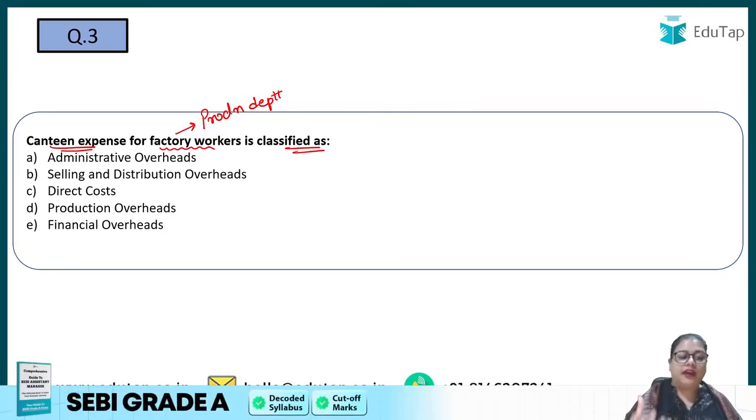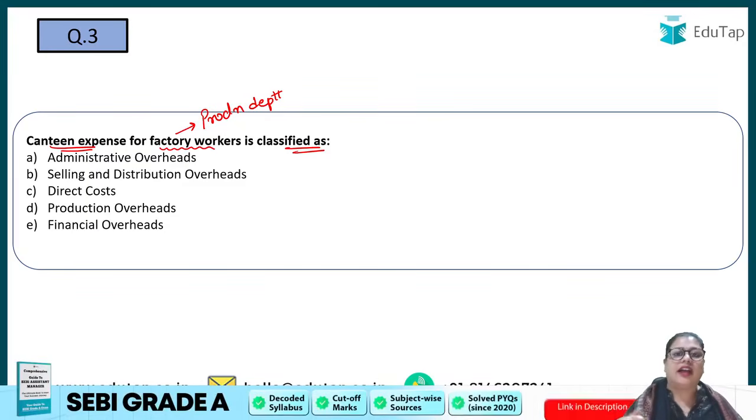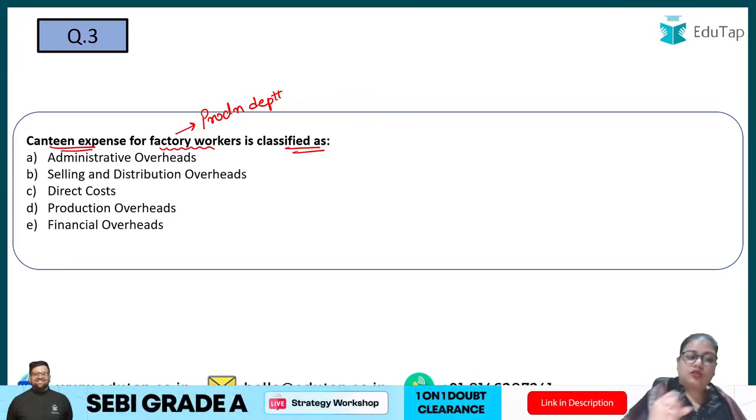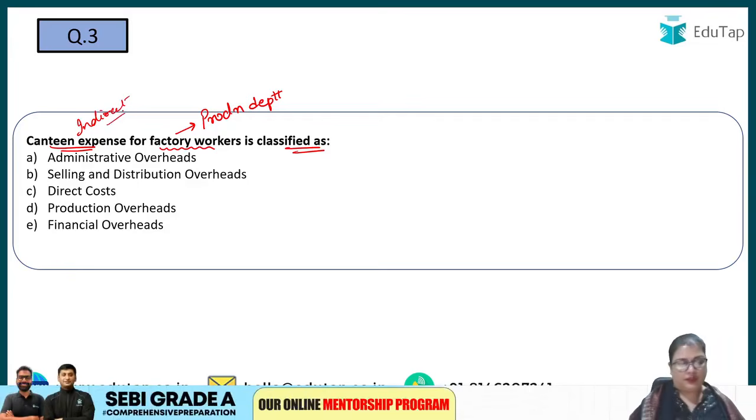Of course not. Why? Because this canteen expense is not directly attributable to the product cost, right? It is not helping to make the product. So it is basically an indirect cost. Now let us see the options.